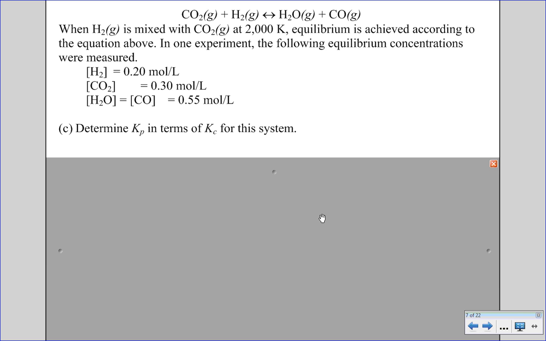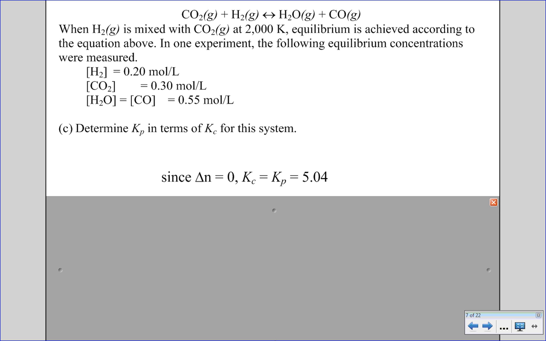Then we need to determine Kp in terms of Kc. I think this one was actually designed to separate people based on the time it took them to answer it, because the quickest solution is simply noticing that delta n is 0, therefore Kc equals Kp, which means that Kp is also 5.04.